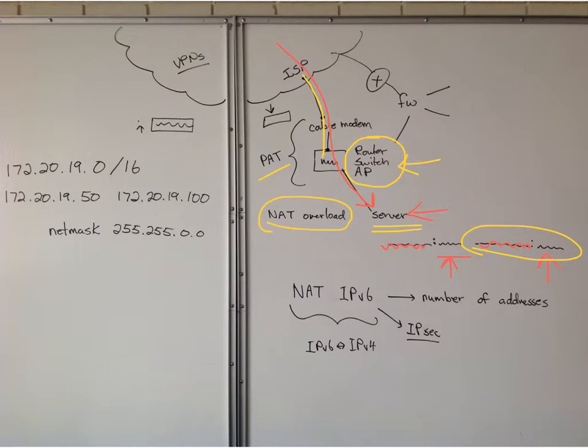Alright, we talked about NAT version 6, a large number of addresses, IPsec. We usually don't do this NAT from 4 to 6 or 6 to 4.